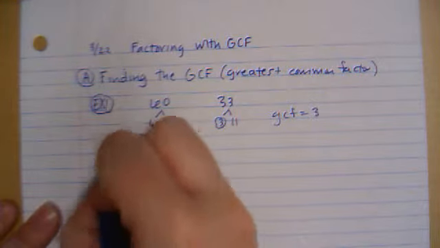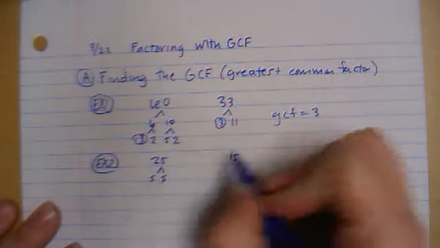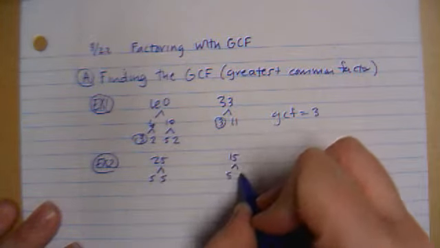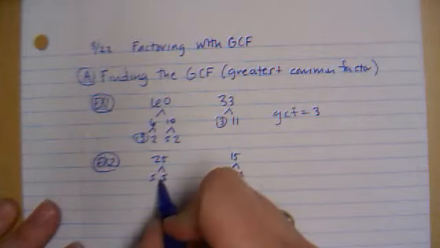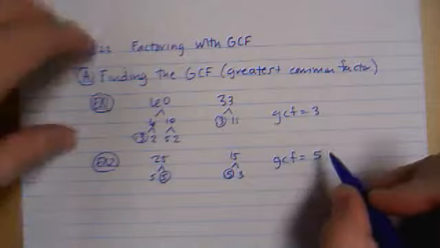Okay, now if we look at another one, 25 and 15, 5 times 5 is 25, 5 times 3 is 15. Again, see what they have in common. They have a 5 in common, so the GCF is 5.